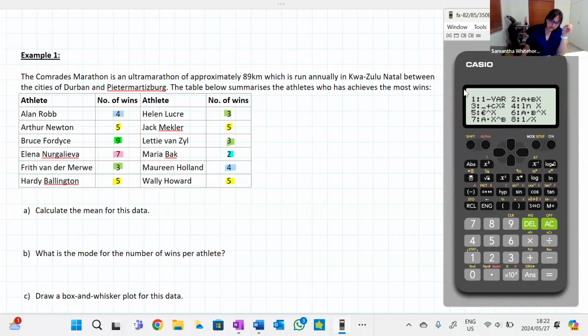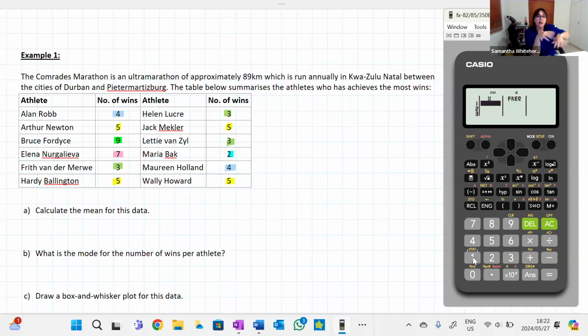Once you've selected stat, for the purposes of what we want to do, we want to choose option 1, where it says VAR, stat variance. We're looking at mean, standard deviation, etc. So we're going to select 1. Now your calculator comes up with an X column and a frequency column.